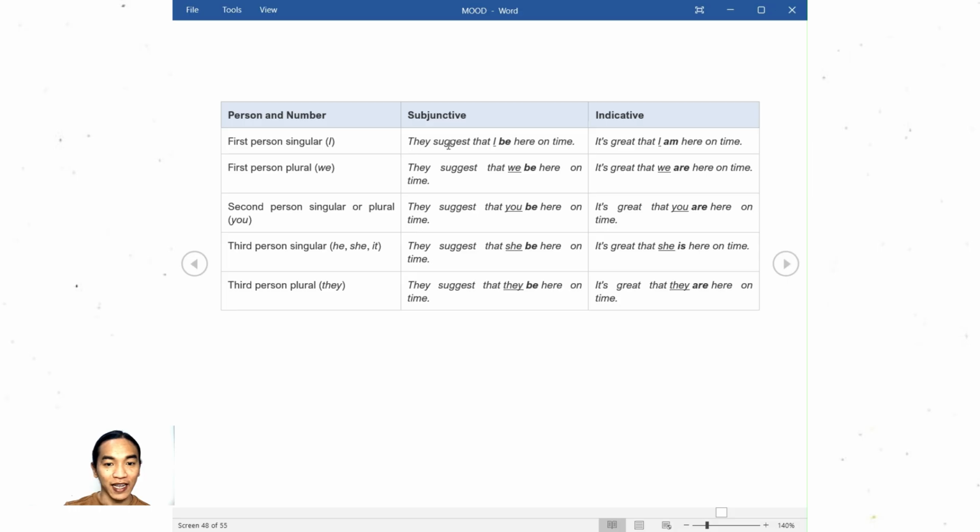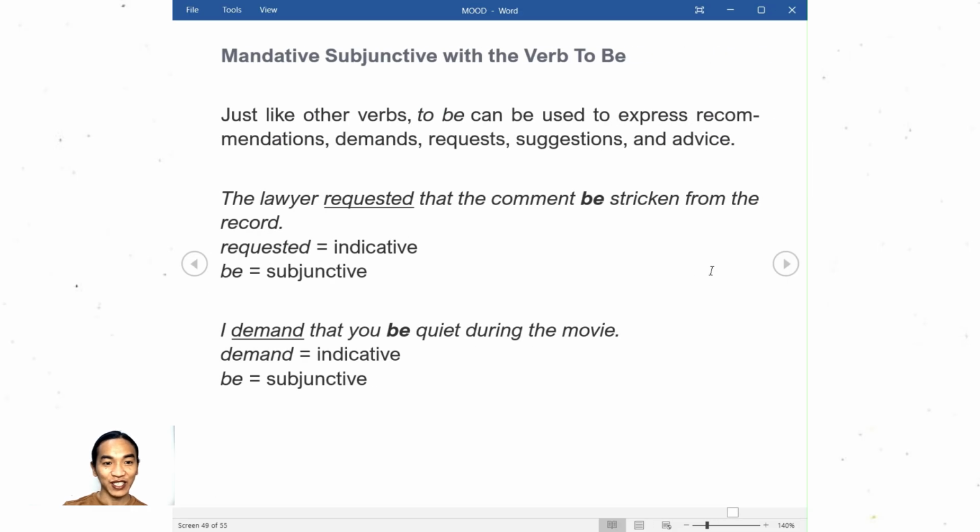Example here: they suggest that I be here on time, not I am here on time. So as you can observe here, all of our sentences in the subjunctive mood will use be. And in the indicative mood here, they use the necessary or the right present form of your be verb: is, am, are. So please pay attention to these sentences here. Next one, the mandative subjunctive with the verb to be.